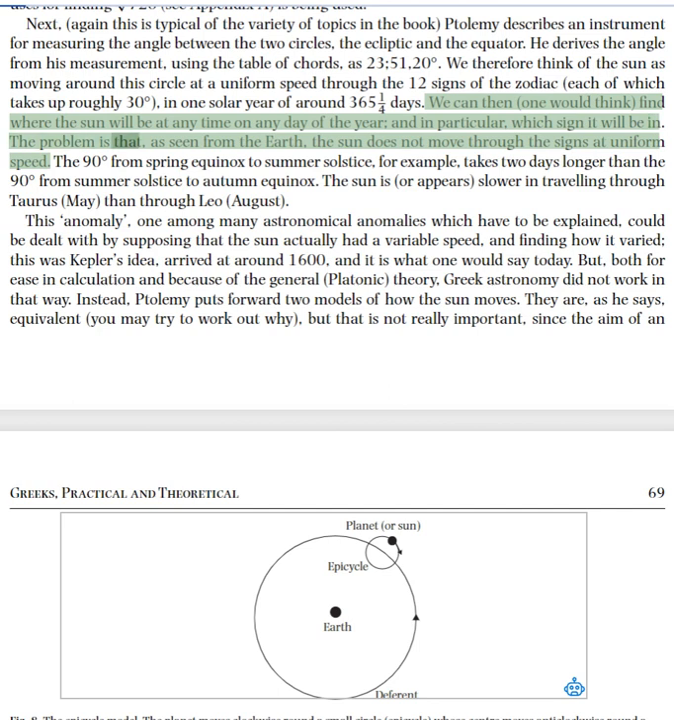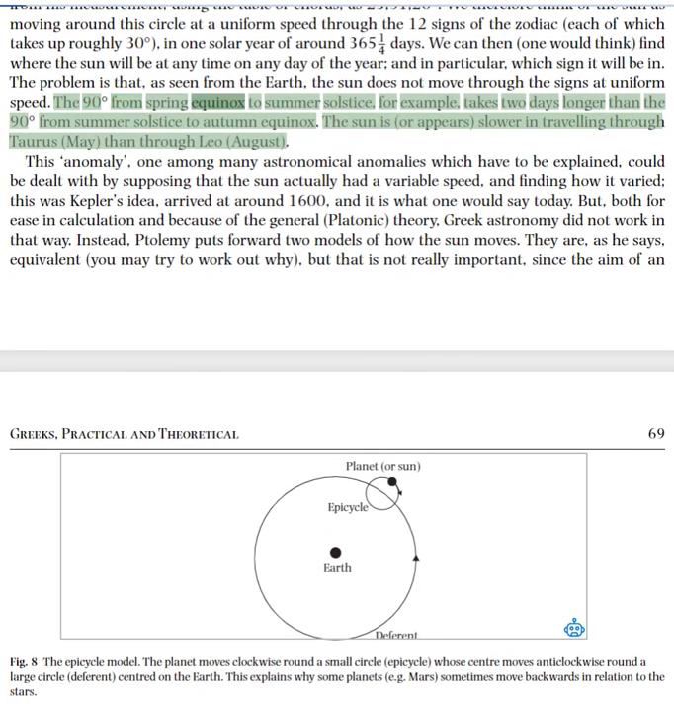The problem is that, as seen from the Earth, the Sun does not move through the signs at uniform speed. The 90 degrees from spring equinox to summer solstice, for example, takes 2 days longer than the 90 degrees from summer solstice to autumn equinox. The Sun is slower in traveling through Taurus than through Leo.